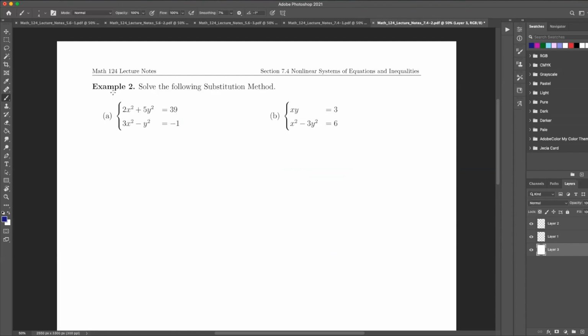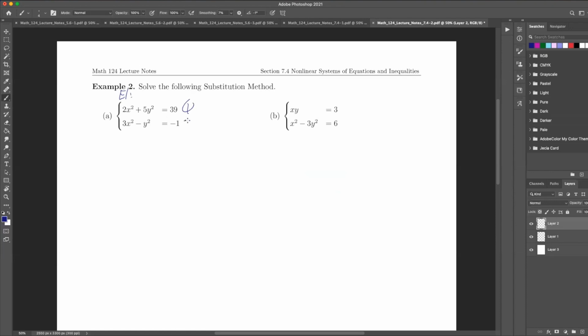Actually, here we can use elimination. You could use substitution here quite easily, very easily, but let me show you that you actually can solve these using elimination. So let's do this with elimination real quick.